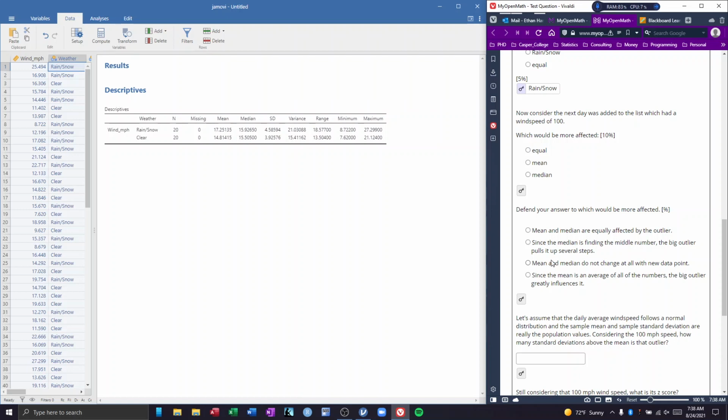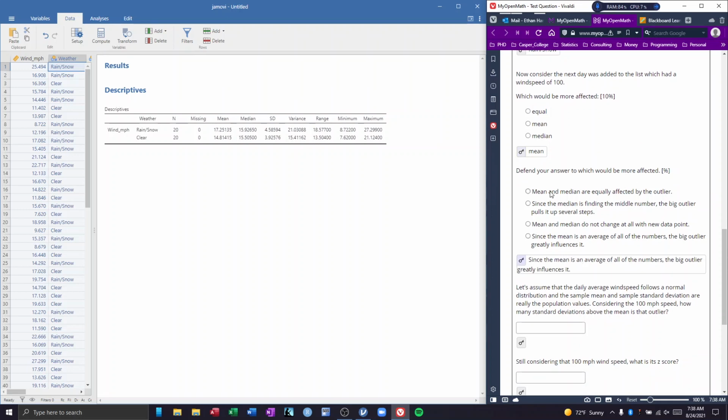If a single day is just added in, remember, the median just shifts up one little spot, or like a half spot, from where the middle is. So once again, means are much more affected by large outliers than medians are. And the mean will be pulled in the direction of the outlier. So let's look at our defense: since the mean is an average of all numbers, the big outlier greatly influences it.